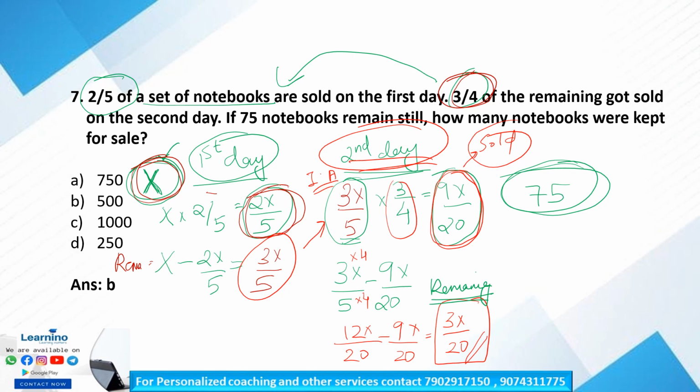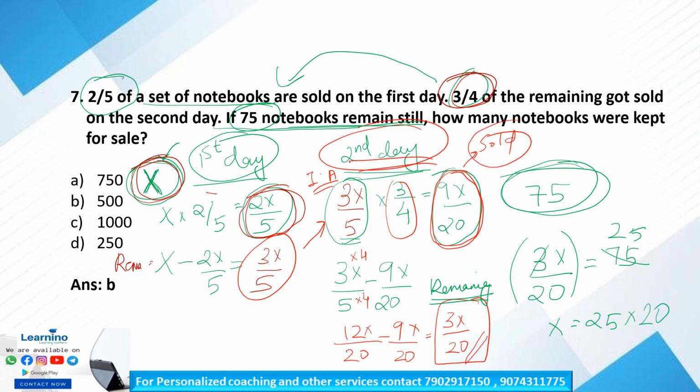Is it clear? It is clearly said that 75 notebooks still remain, so the remaining number of notebooks on the second day is 3x by 20. So we have to equate it. Given that 75 notebooks are remaining, 3x by 20 is equal to 75. So x equals 25 into 20, which is 500. So option B is our correct answer. The value of x is 500.